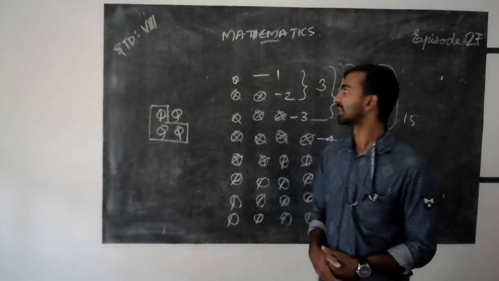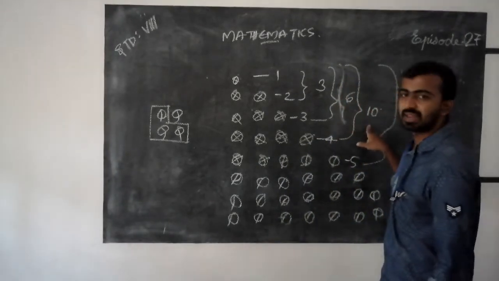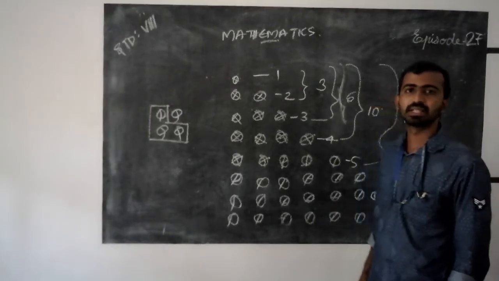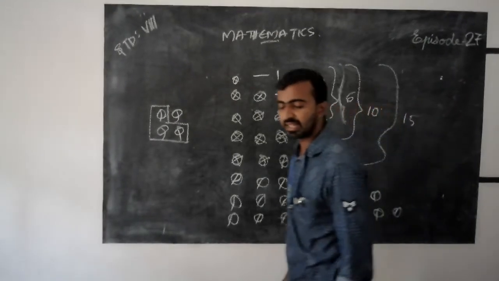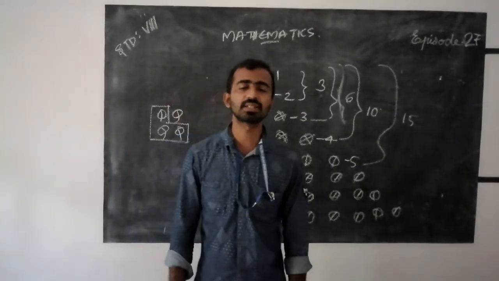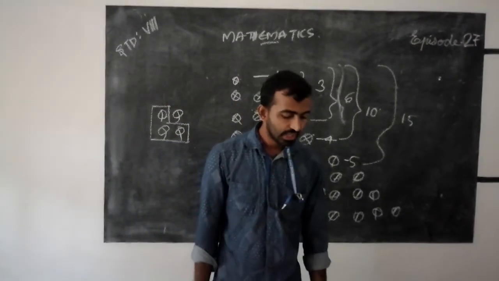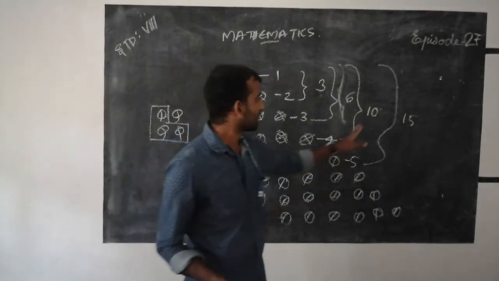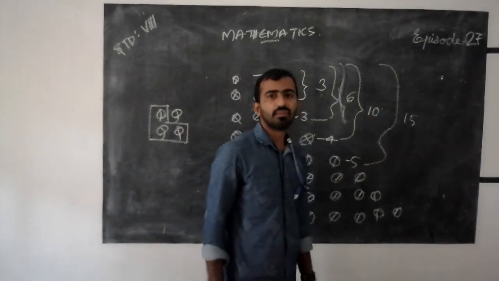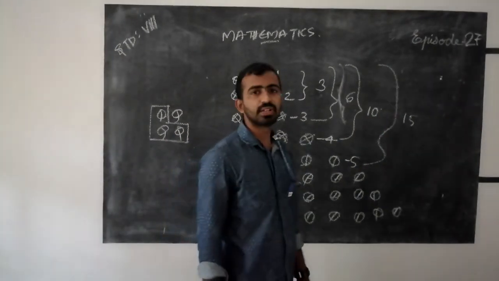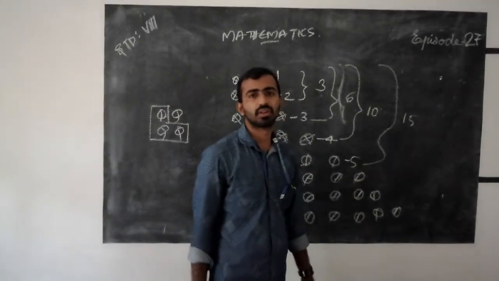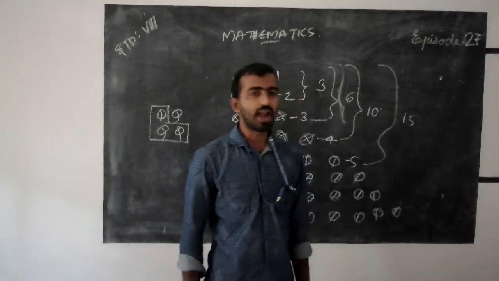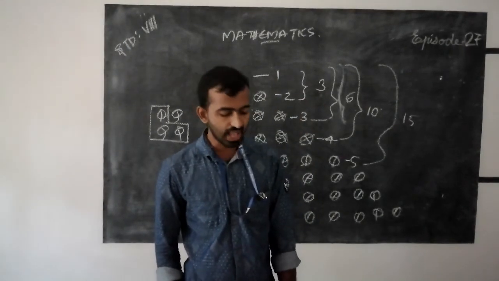And next is 6 plus 10, we get 16. Is it? Yes, that is 4 square. Like this, 10 plus 15, we get 25. That is 5 square. Okay, this is the triangular form.